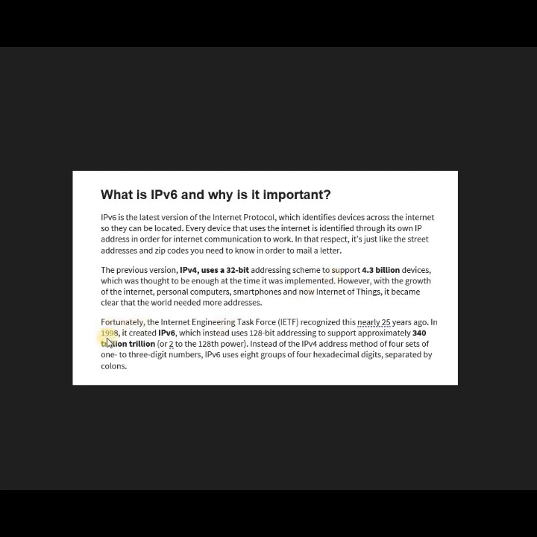And then in 1998, they realized that they were going to have more than 4.3 billion devices. So they came up with IPv6, and it's 128-bit, which can handle 340 trillion. So that should be plenty. That's what they released in 1998.